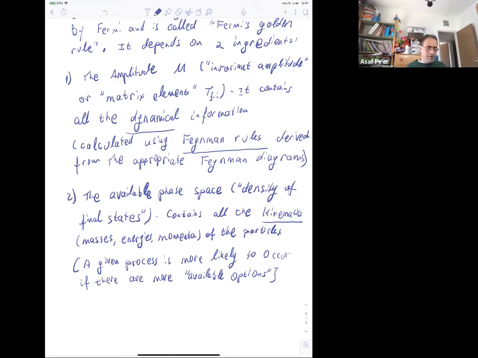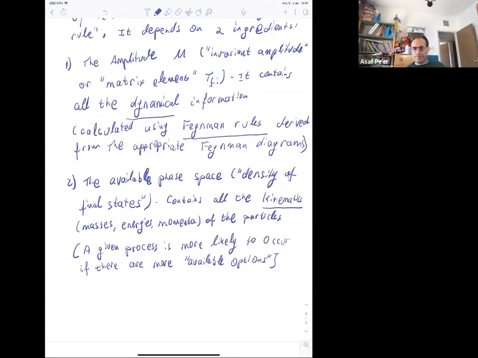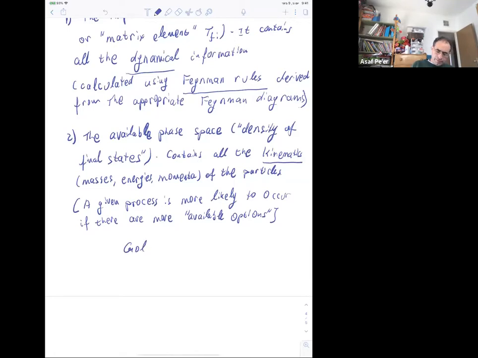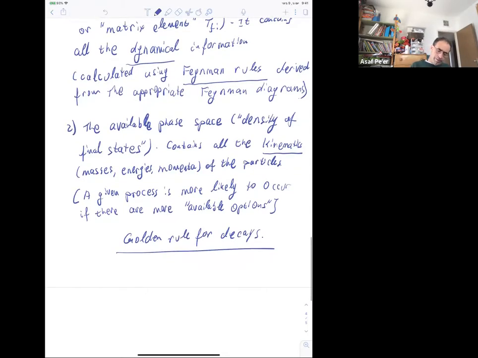So let's use it, and then I'll introduce it and show you how to use it. And as I told you, if we have some time, I'll actually do the quantum mechanical derivation. Questions? No? Okay. So let's write down the golden rule for decays. So we have a particle. We can assume it's at rest. It's just a choice of reference frame, right? Which decays into several other particles. So we have particle 1 that decays into 2, 3, 4, up to n, that is, into n minus 1 particles.